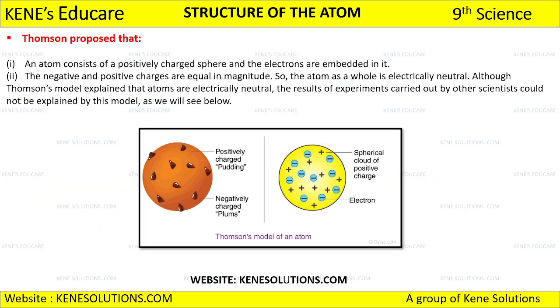Then we discussed what exactly Thomson proposed. He said that an atom consists of a positively charged sphere and the electrons have been embedded in it like a cookie, okay, as you can see that has been shown. And the second thing that he said is that the negative and the positive charges are equal in magnitude, so the atom as a whole is going to be electrically neutral. Though Thomson's model explained that atoms are electrically neutral, when it was tested by other scientists, the results were not explained by this model. So that is the reason Thomson's model is not being used. Okay, so you should be knowing these two things.